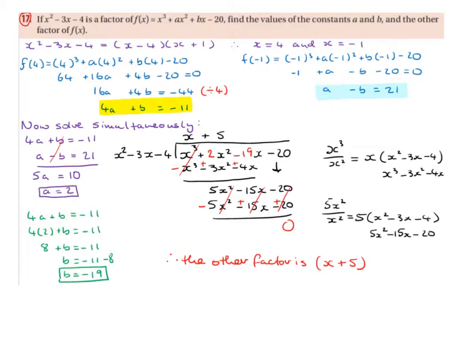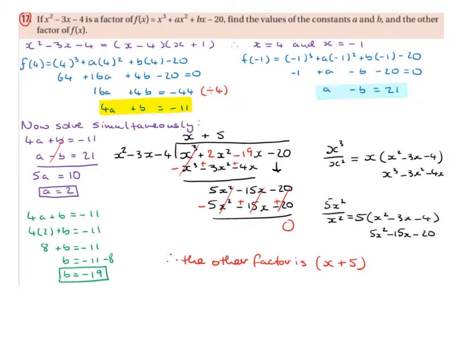So we're going to go back to our equation at the top. So we have x cubed plus ax squared plus bx minus 20. We're going to swap that a for 2 and that b for minus 19. So we're going to set up our bus stop. So we have x cubed plus 2x squared minus 19x minus 20. So that 2 we swapped for a because we got a is equal to 2, and that minus 19 we swapped for b because we got b equals minus 19.